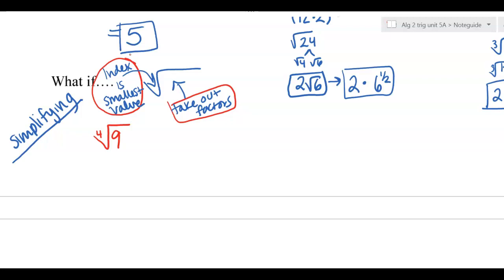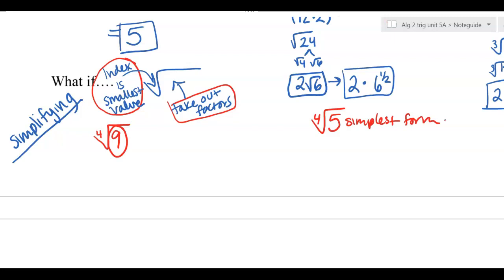Okay, so here's how I would check that. The first thing I would ask myself is, can I rewrite 9 in a different way as a power of another number? If not, I'm done. So if this is like the 4th root of 5, 5 doesn't have 4 of the same factors. Is 5 a power of anything other than 5? No. This one is already in simplest form.